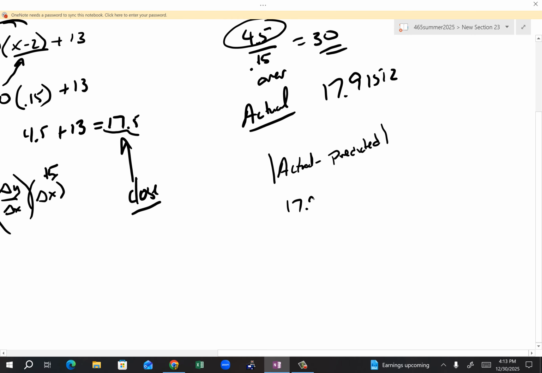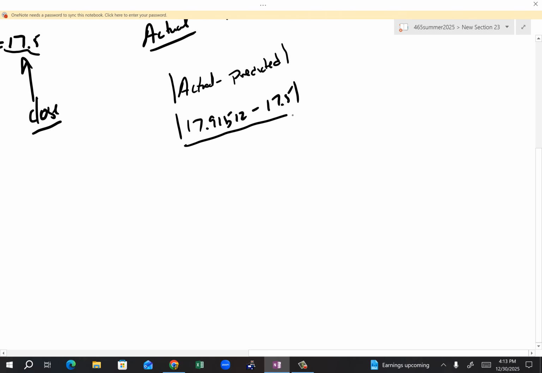In our case, we're going to do 17.91512 minus 17.5. That's a positive difference already. That is, we underestimated. If I do it the other way around, I'll overestimate if I get a negative when I subtract. Then I take that error and divide by the actual value. Then we multiply by 100% so we can get a percentage of error. So 17.91512, and then times 100, of course.